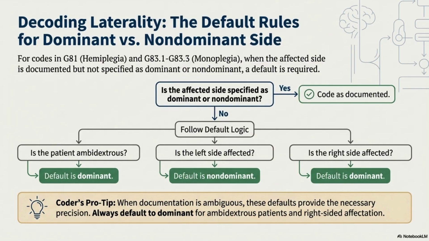If the patient is ambidextrous, the default is dominant. In other words, you'll assign the code that reflects a dominant side impairment. If the left side is affected and dominance isn't documented, the default is non-dominant. If the right side is affected, the default is dominant. These defaults help ensure coding consistency when documentation is incomplete. Coder tip: When in doubt, remember the rule of thumb: right defaults to dominant, left defaults to non-dominant.